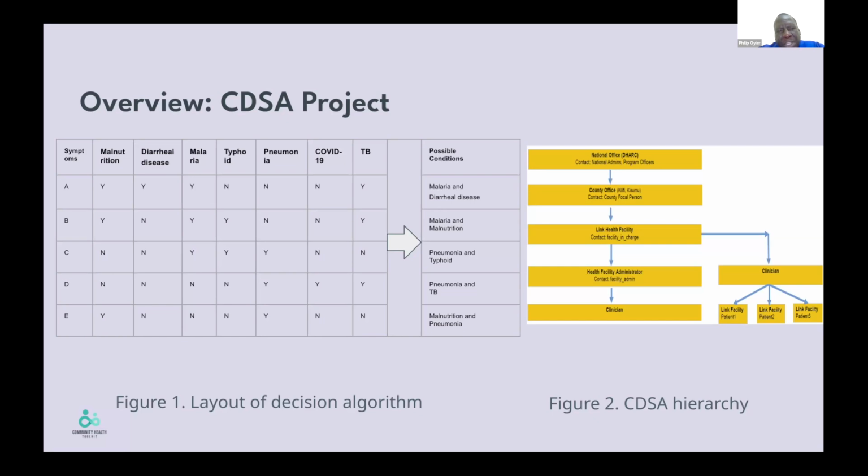For this one, because it was just to do a proof of concept on the algorithm, we had the national office, we had the county, we had the link facilities from which we recruited clinicians. And this was done in 2 counties, Kilifi and Kisumu. So for each county, we had 2 facilities, and for each facility, we had 2 clinicians. And then, of course, there were the health facility administrators, and finally, the clinicians.